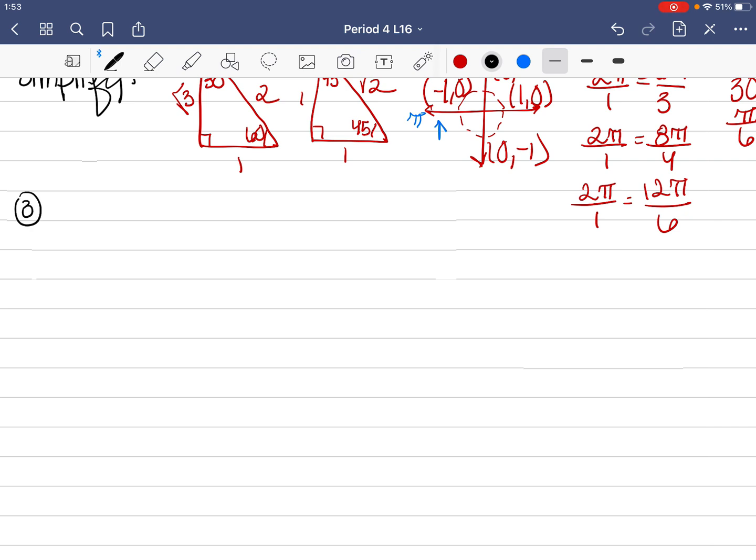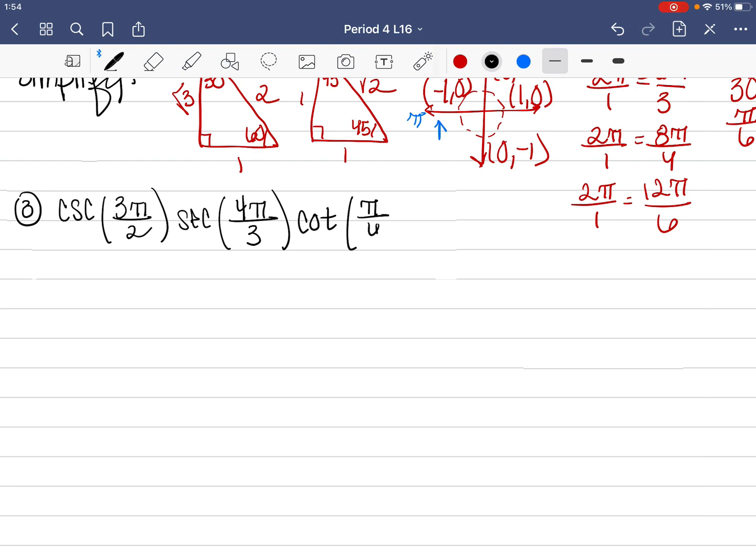Let's do here cosecant of 3 pi over 2 times secant of 4 pi over 3 times cotangent of pi over 4 times sine of 7 pi over 6. Ooh, so no addition in between with this one, right? This is just all multiplication here, all multiplication.